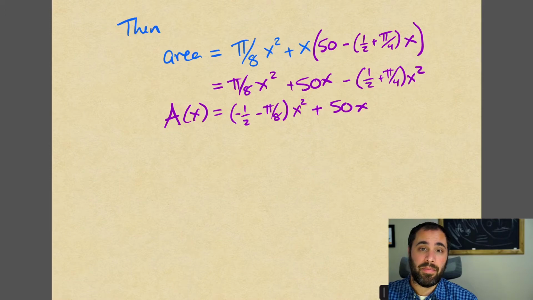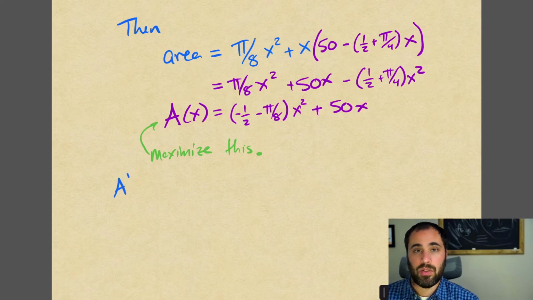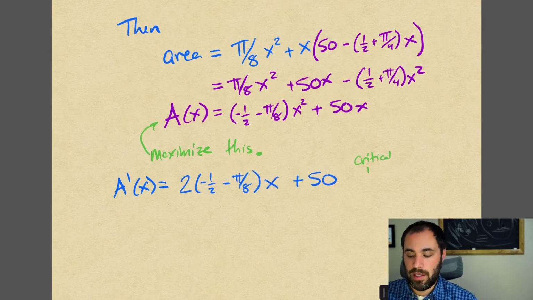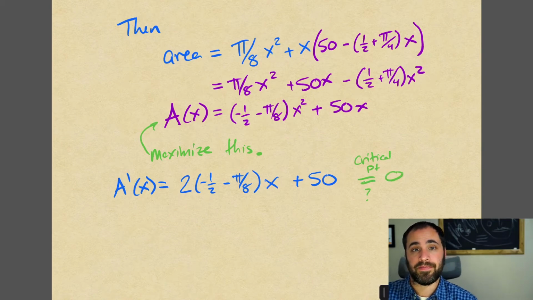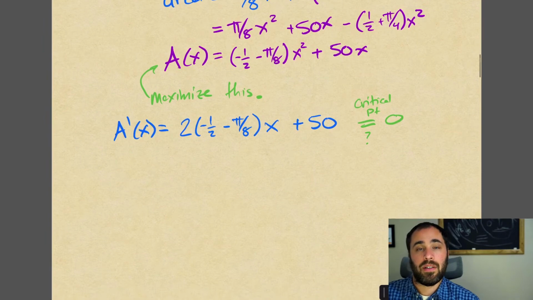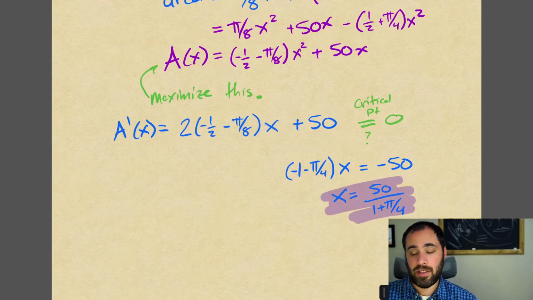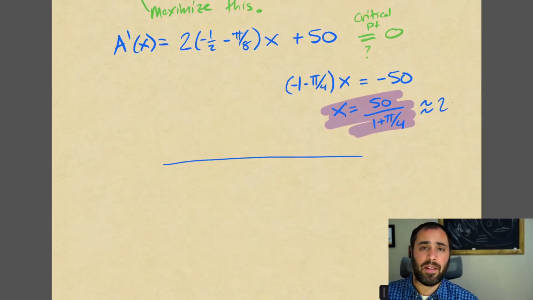And now this is an old problem. We've got a function of x. We want to maximize it. So we will look for a critical point. That is, we'll take the derivative, and the critical point is when that is equal to 0. We can solve and find that this happens when x is 50 over (1 plus pi fourths), which is about 28.